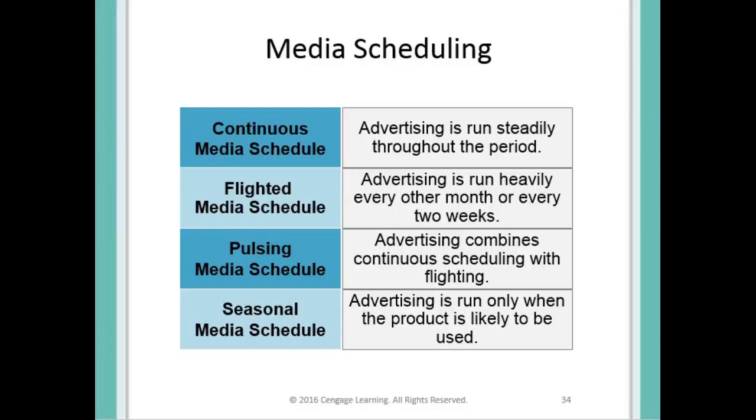Flighted media schedule would be like maybe the movie trailers that you see showing 2 nights a week. Mondays and Wednesdays, Tuesdays and Thursdays, Wednesdays and Thursdays, something like that. Pulsing media schedule, examples of these would include like around a holiday, like Thanksgiving, around Christmas, the back to school sales that go on, things like that. Seasonal media schedule could be something like suntan lotion that you would use during the summer, cold medication, allergy medication, things like that.